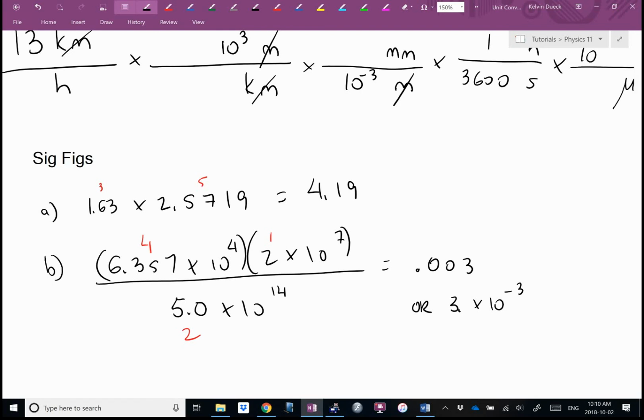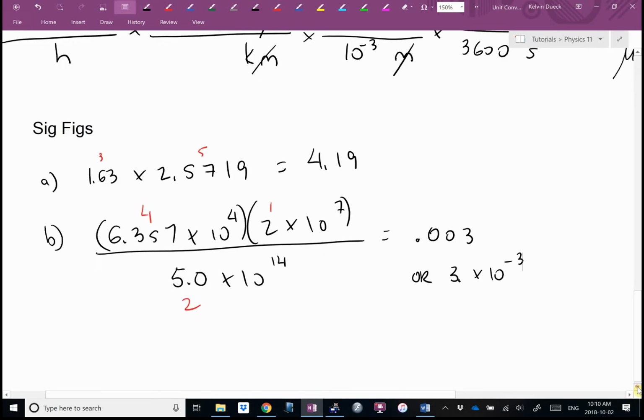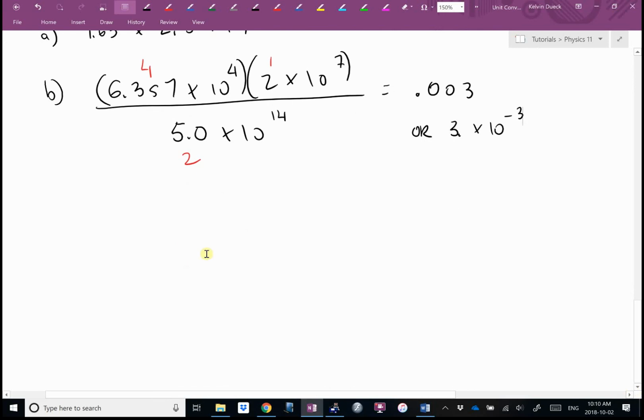Now here's the good news. On your quest, on the sig fig questions, it's probably 70-30%, 70% multiplying, dividing, 30% adding, subtracting, because it turns out you'll find in physics most of what we're doing this year is going to be multiplying and dividing. So, okay, I kind of slanted that way. So let's do some adding and subtracting.